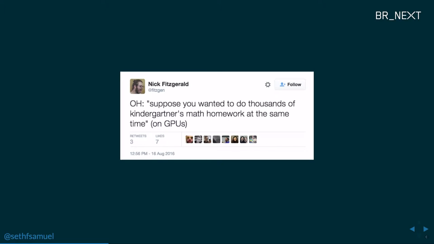The GPU is good at a very small number of things, but it's really, really good at them. And what those things are is doing lots of little math operations at once. So suppose you wanted to do thousands of kindergartners' math homework at the same time. That's what a GPU is great for. You can do lots of little pieces of math, not very complex, but you can do them all at the same time. And it turns out that's how you do graphics.